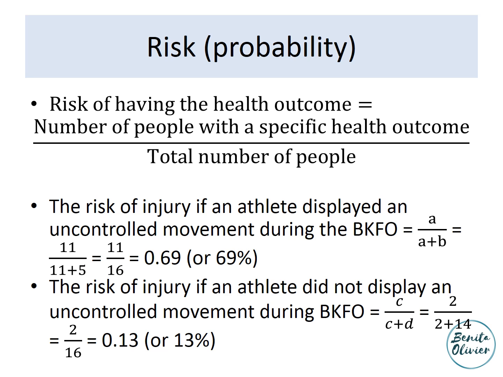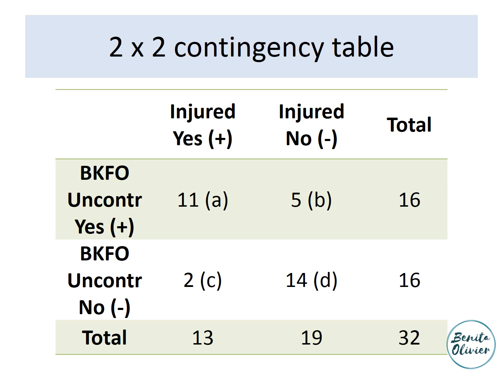And the risk of injury in an athlete who did not display an uncontrolled movement is also calculated. And that's C over C plus D, or 2 over 2 plus 14. 2, the number of injured athletes who displayed no uncontrolled movement, divided by the number of non-injured athletes who displayed no uncontrolled movement, plus the number of injured athletes, so the total number of participants who displayed no uncontrolled movement. So it's 2 over 16.